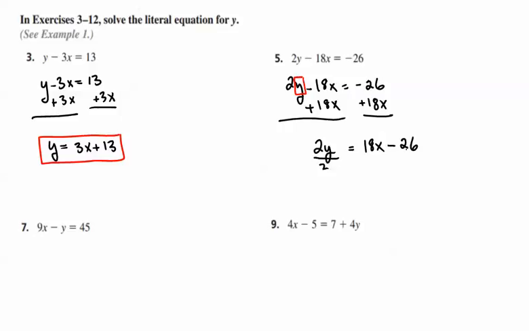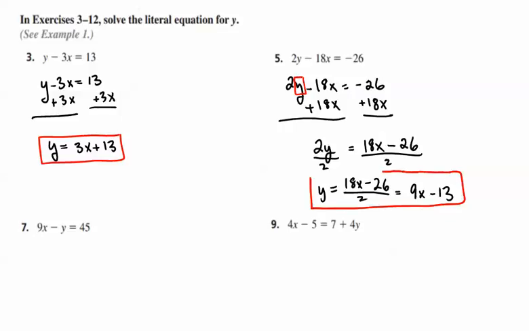If we were to divide both sides by 2, we would end up with y is equal to 18x minus 26 all divided by 2. But with this one you can also divide everything by 2 easily, and so we're going to get 9x minus 13. So either of those would be sufficient for right now. Later on we're going to see that the 9x minus 13 is actually much more helpful in telling us something about that equation. Okay, we'll move on to number 7.